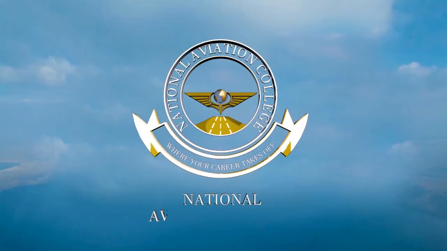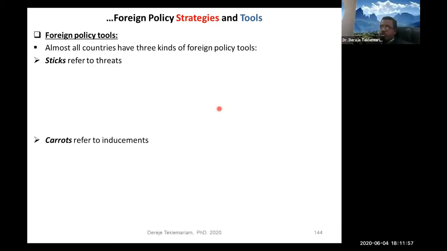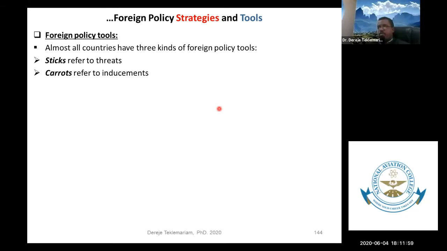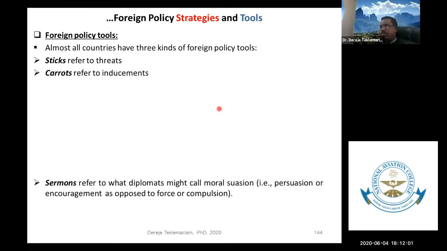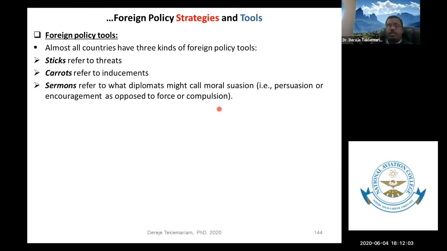So these are what they call the foreign policy tools, and today we strongly discuss those because these are very important concepts. And then they can even go with our current global situation. So you can have that.